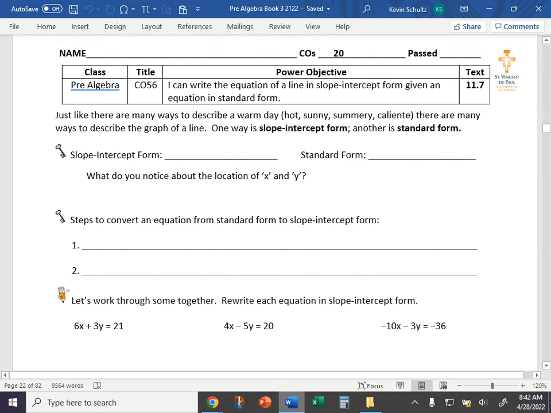Algebra. We are back with CO56. You should already have these notes written in as far as what slope-intercept form is, what standard form is. So I'll ask you to help me here. What is slope-intercept form? Shay, what do you have written for slope-intercept form there? Y equals mx. That's good.